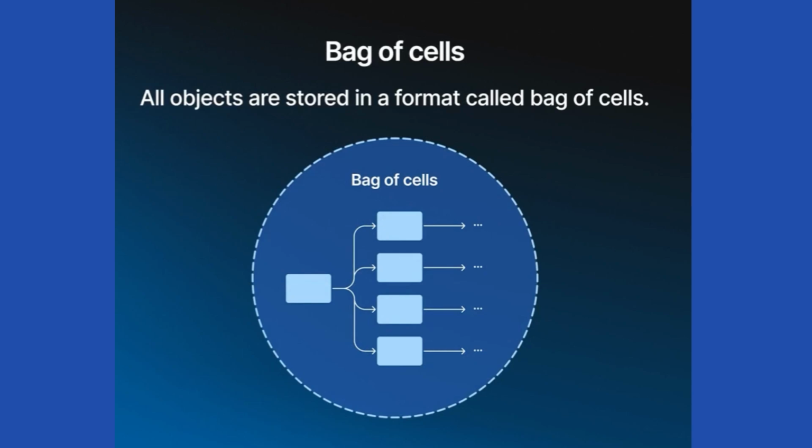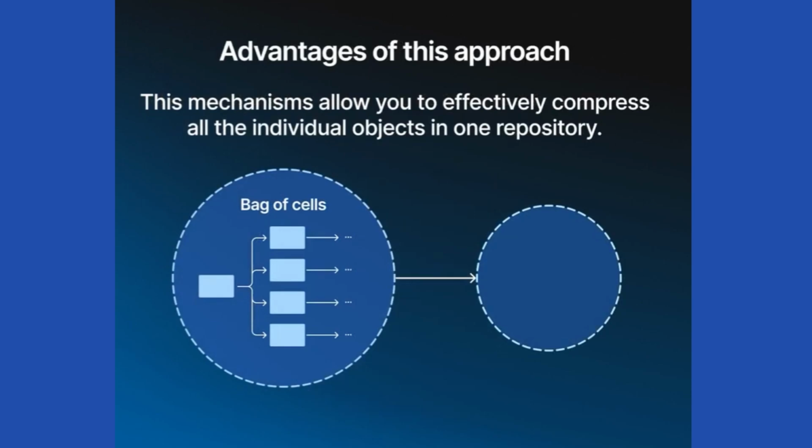And this is something that is familiar to the users of Git. In Git, you know that every object has its own unique identifier, and there are deduplication mechanisms that allow you to effectively compress all the individual objects in one repository. And this is pretty much how the cells work in TON. Every time you transmit a tree of cells or a collection of various cells, all of their nested cells, they're effectively represented in this bag of cells with all the necessary deduplication if needed.